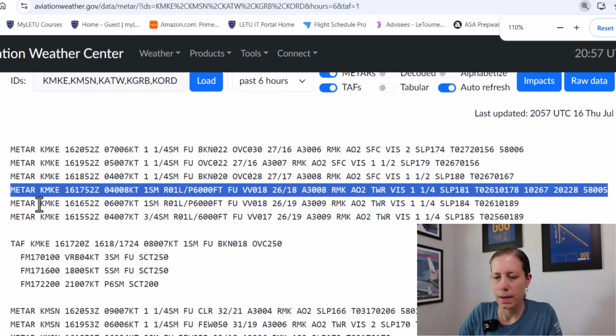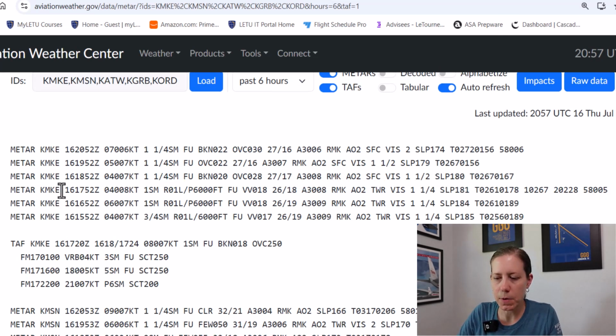Okay, no problem. So this is a METAR for Milwaukee on the 16th of the month at 17:52 Zulu. The wind was from 040 at 8 knots, visibility 1 statute mile. On runway 1 left, the RVR was greater than 6,000 feet with smoke. Vertical visibility was 1,800 feet in that smoke layer. Temperature 26 Celsius, dew point 18 Celsius, altimeter was 30.08.